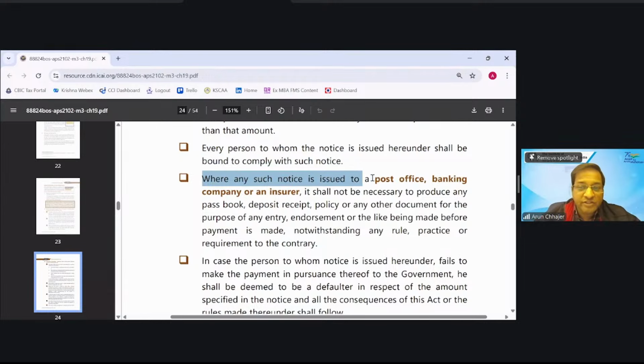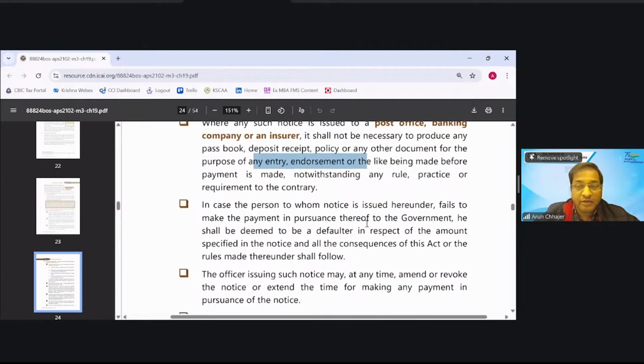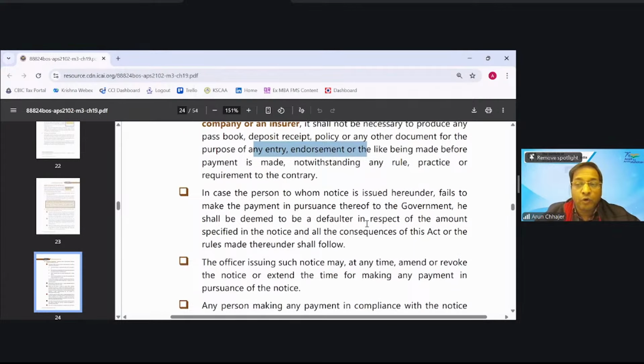Where any notice is issued to the post office, banking company, insurance, it shall not be necessary to produce any passbook, deposit, receipt, policy, or any other document for the purpose of any entry or endorsement or like made before payment is made, notwithstanding any rule, practice, or requirement to the contrary.